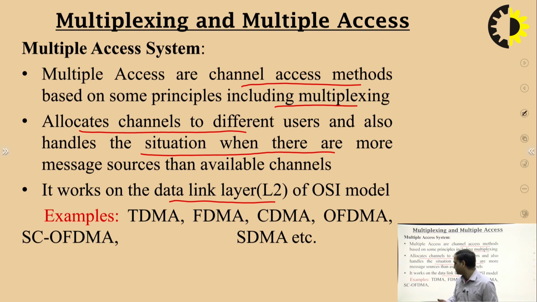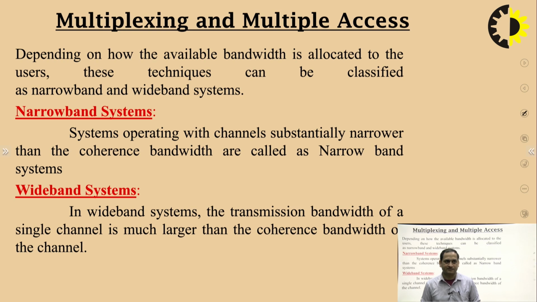Some of the examples are TDMA, time division multiple access, FDMA, frequency division multiple access, code division multiple access, OFDMA, orthogonal frequency division multiple access, then SC-OFDMA, that is single carrier OFDMA, and then SDMA, space division multiple access. These are different methods of accessing the channel, and this access of the channel by different users is the multiple access.